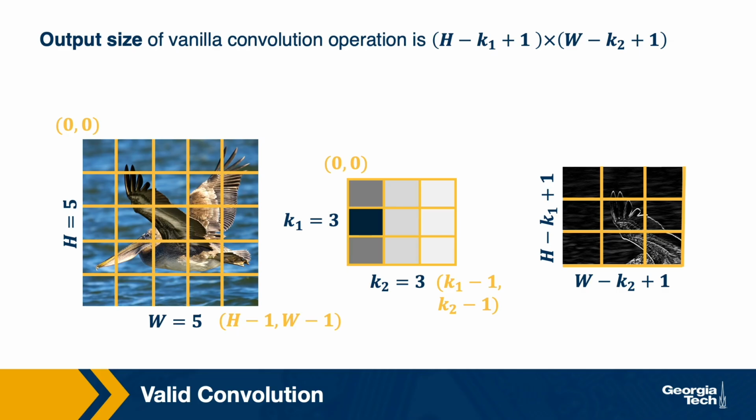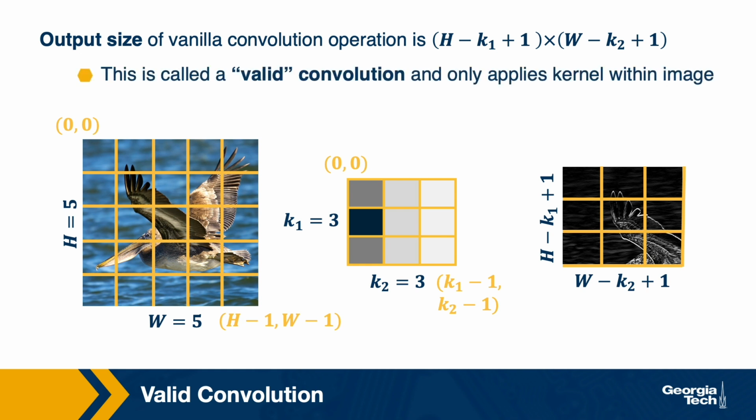Again, the reason it's smaller is because if we move that kernel over more than 3 times, for example, the 4th time, then the kernel goes off the image. And so that's not a valid convolution. And so a valid convolution is only when the kernel is fully on the image.